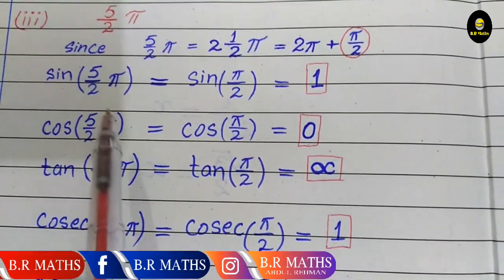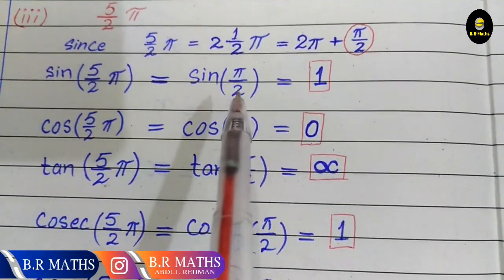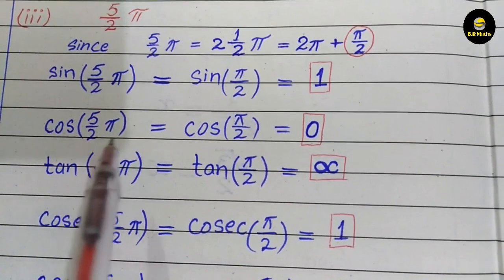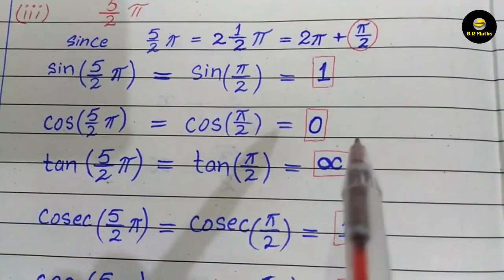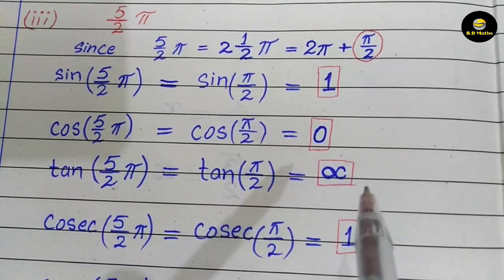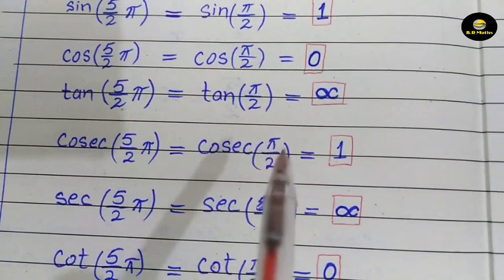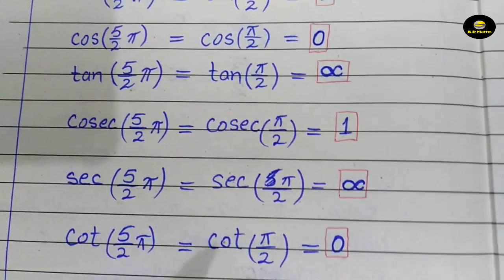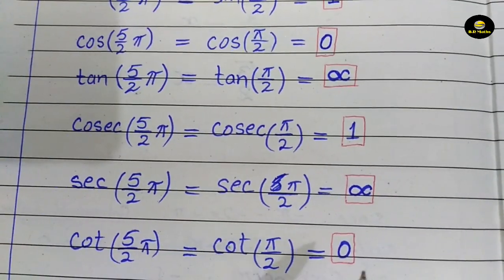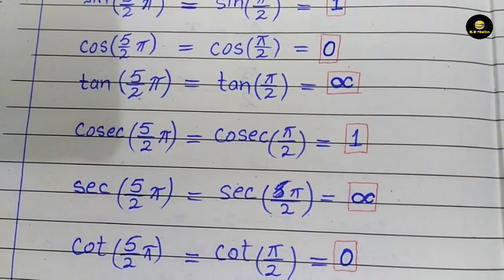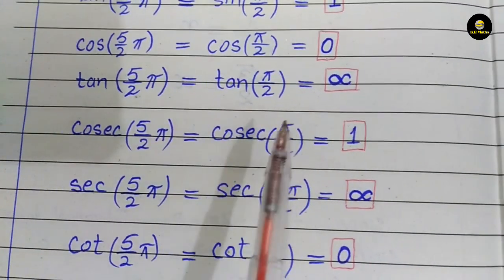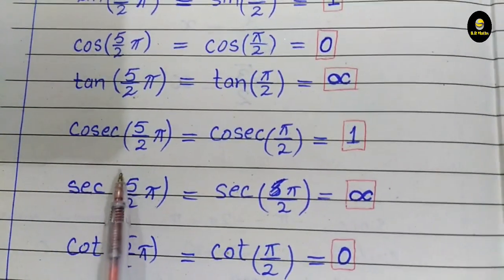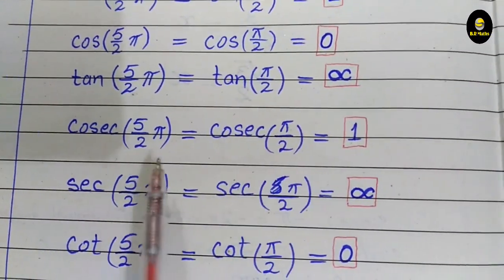Now sine 5 over 2 pi is equal to sine pi by 2. Pi by 2 means 90, sine 90 is 1. And next, cos 5 over 2 pi is equal to cos pi by 2, which is 0. And tan pi by 2 is infinite. Cosecant pi by 2 is 1 and secant pi by 2 is infinite, undefined. And cot 5 over 2 pi is cot pi by 2, which is 0. So both are coterminal, and all trigonometric ratios on 5 over 2 pi and pi by 2 have the same results.